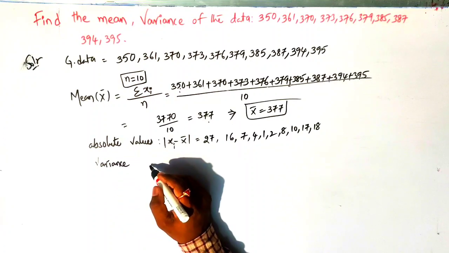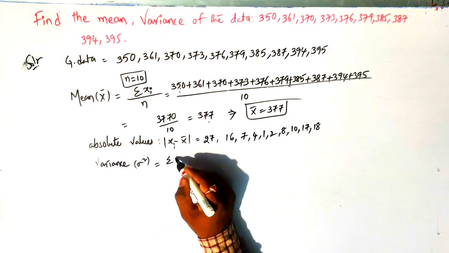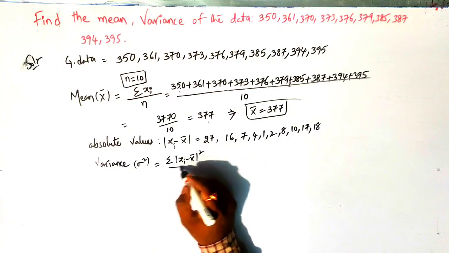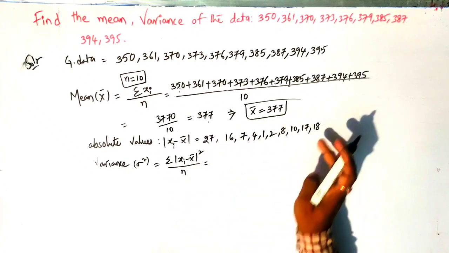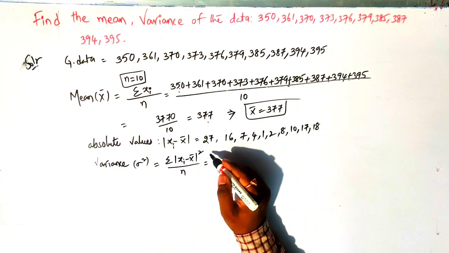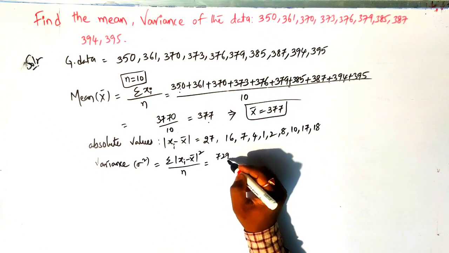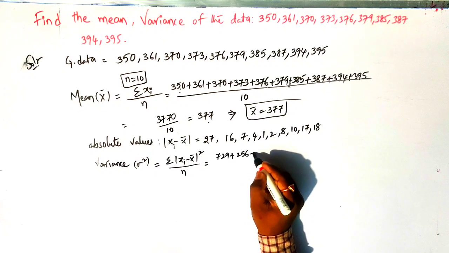So what is variance? Variance is nothing but sigma square is equal to the summation of mod xi minus x bar whole square divided by n. So we find the square of these terms, then add the terms. Clear? So 27 whole square is nothing but 729. 16 whole square is 256.